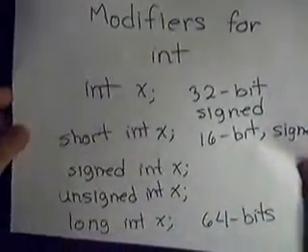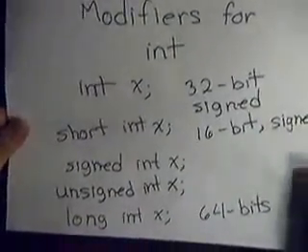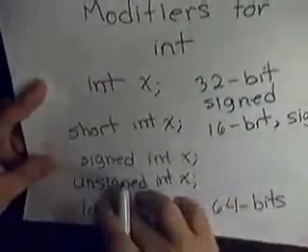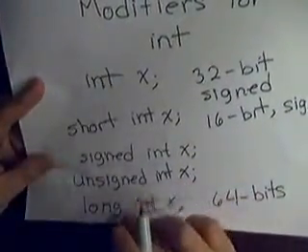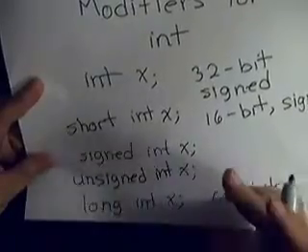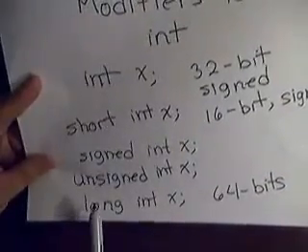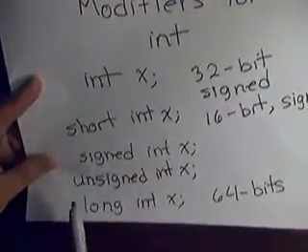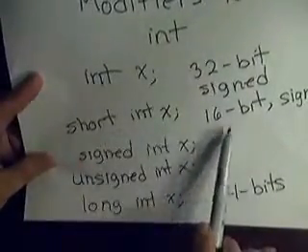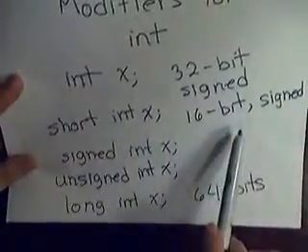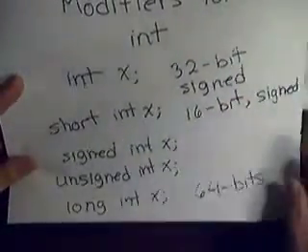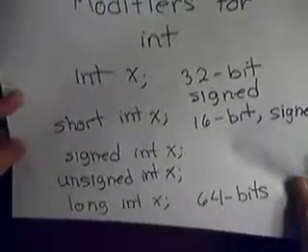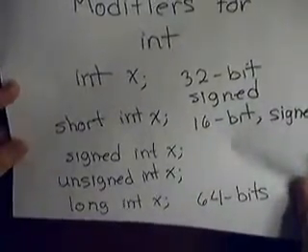Now, what is more interesting here is that we can actually combine modifiers, for instance unsigned short or unsigned long. We can create a variable that is unsigned and short. So it's 16 bits again, but now it is unsigned. And so forth, so we can also combine modifiers.